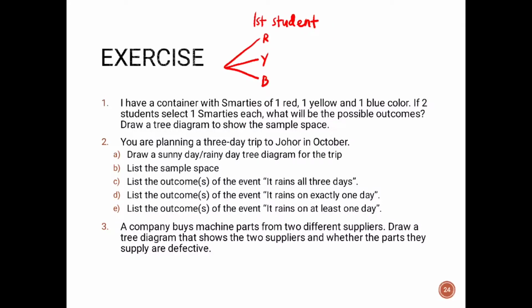And then the second student will choose another Smarties. So three more here for each option. So basically the size of the sample space will be 9.